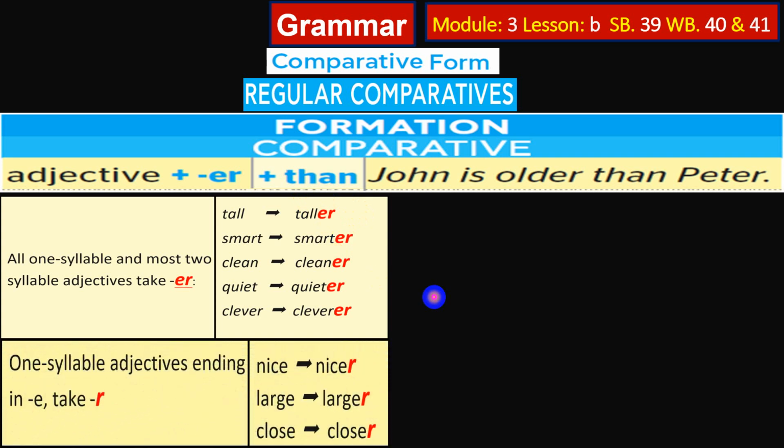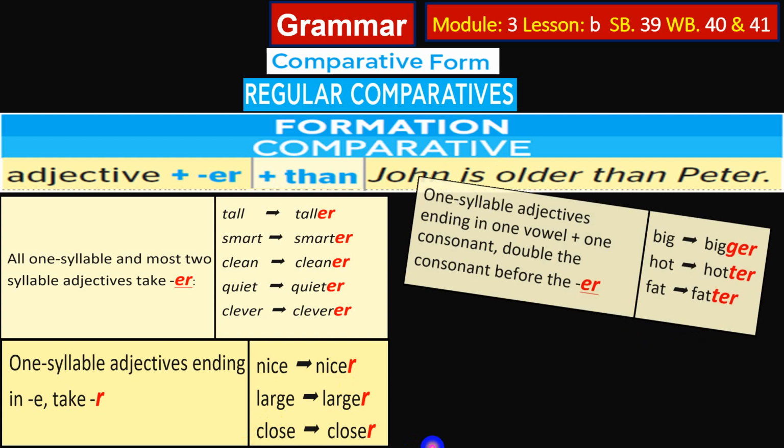Have a look. One-syllable adjectives ending in e take only r. So when I have, for example, the adjectives nice, large, close, they already have an e at the end. So I only add what? R. Now we are talking about the spelling rules for forming the comparative.